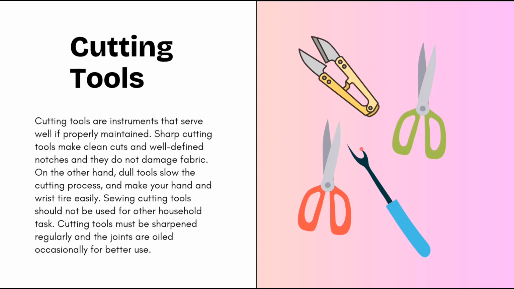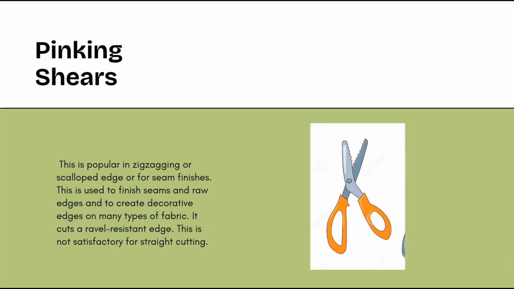patterns and other materials with precision and accuracy. So an example of cutting tools is the pinking shears. This is popular in zigzagging or scalloped edges or for seam finishes. This is used to finish seams and raw edges and to create decorative edges on many types of fabric. It cuts with a fray-resistant edge, and this is not satisfactory for straight cutting.